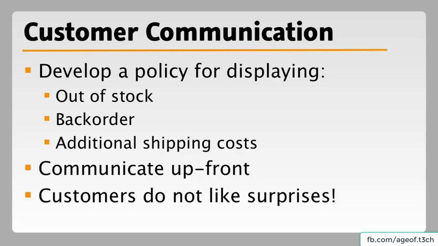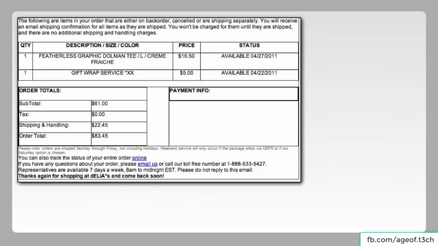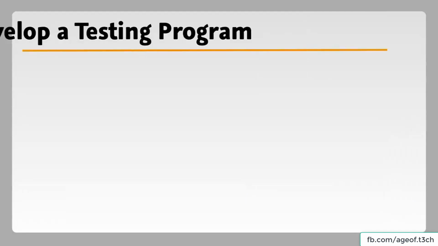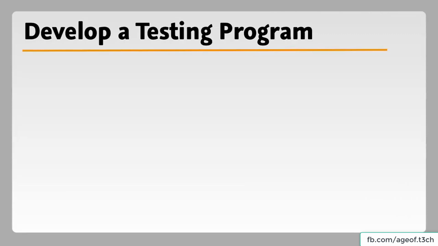So it's up to you to develop a policy to let people know if you have the product or not, or when it's coming, and give them the choice to purchase. Do not fool the customer. Because if something's on back order, or shipping separately, or canceled, you've got to know that, and the customer needs to know that. For e-commerce, it's critical that you develop a testing program.